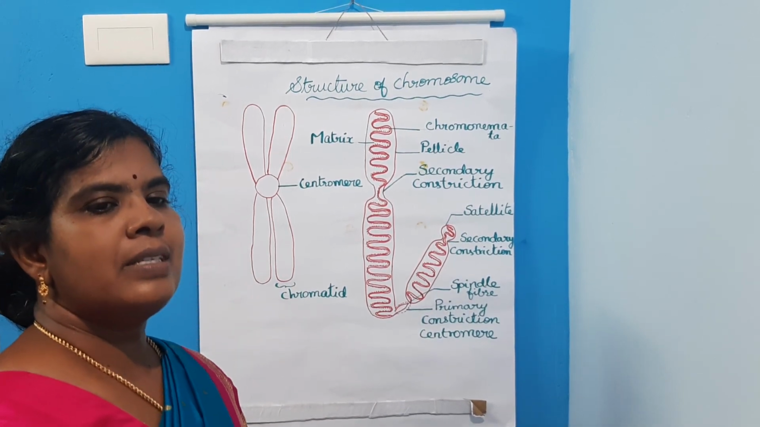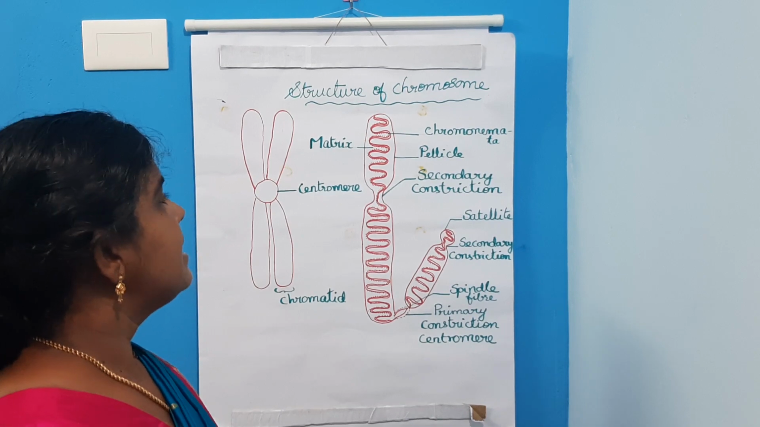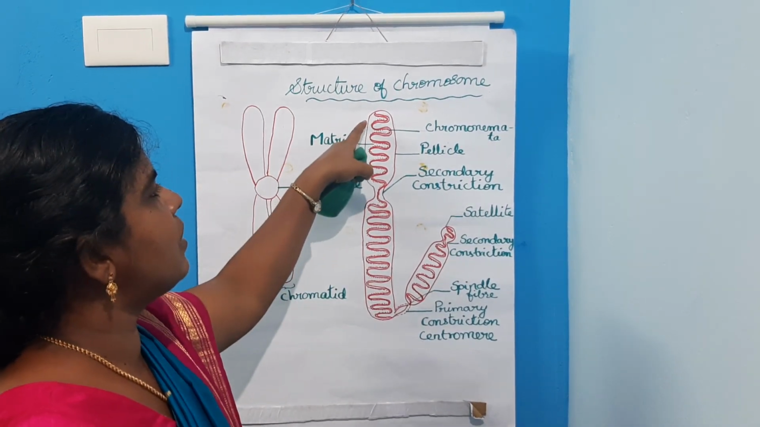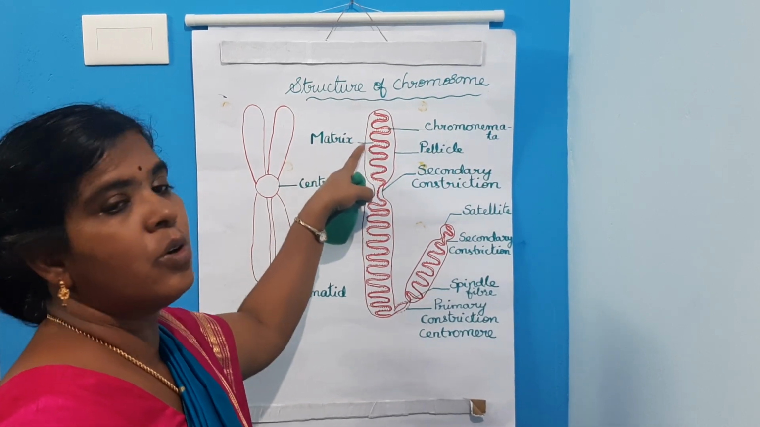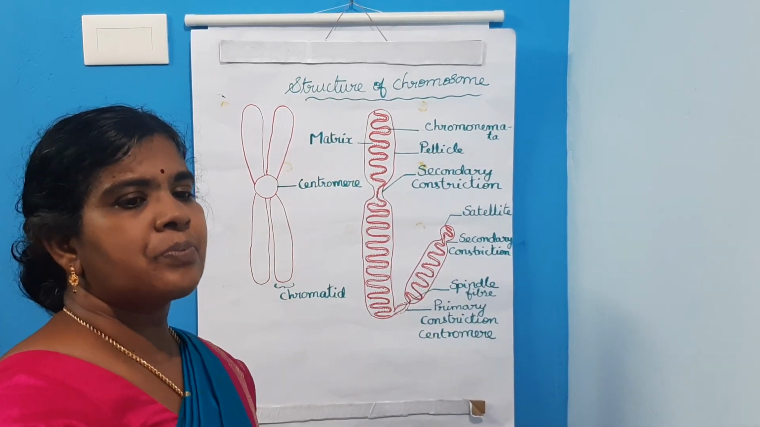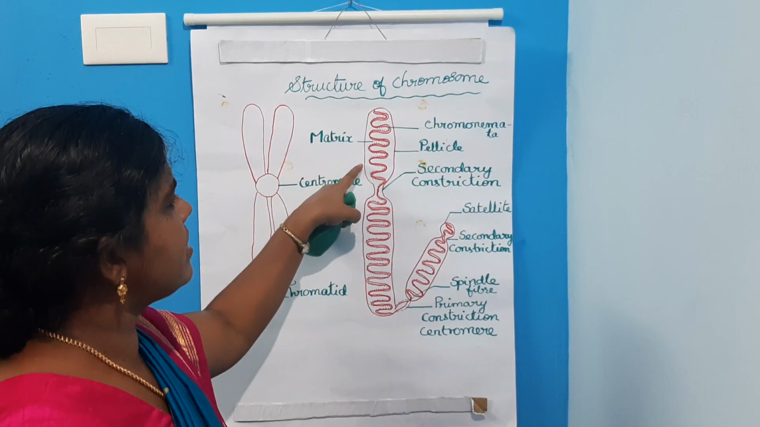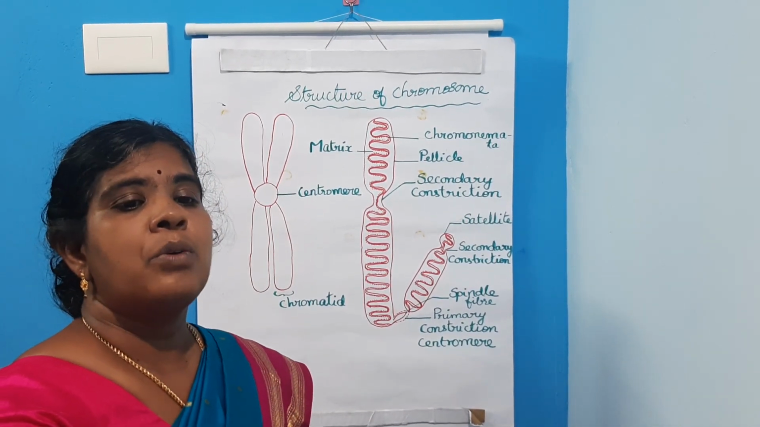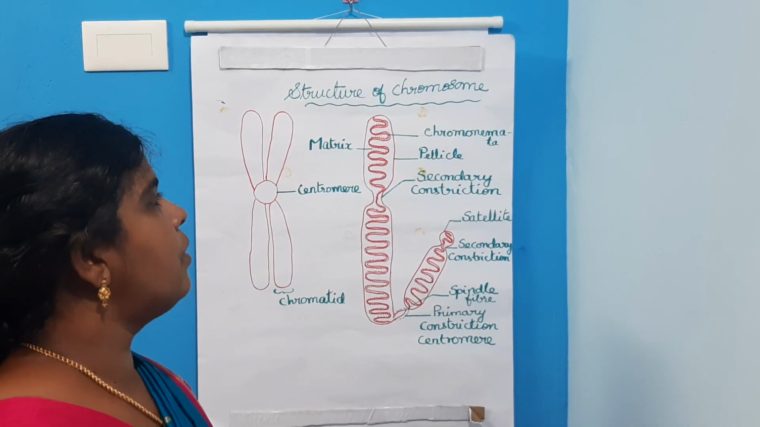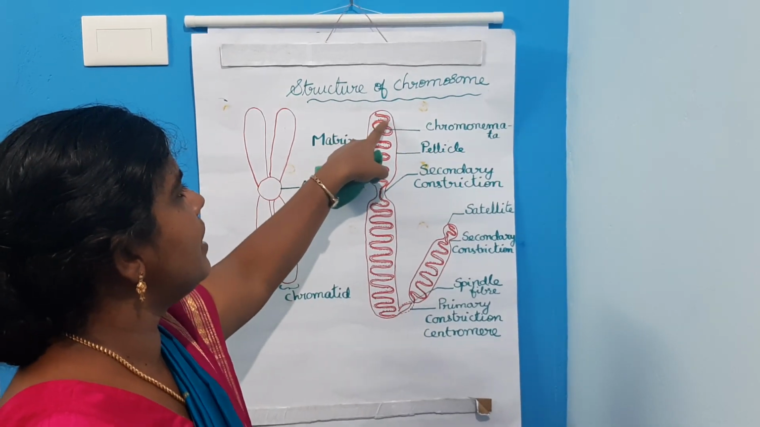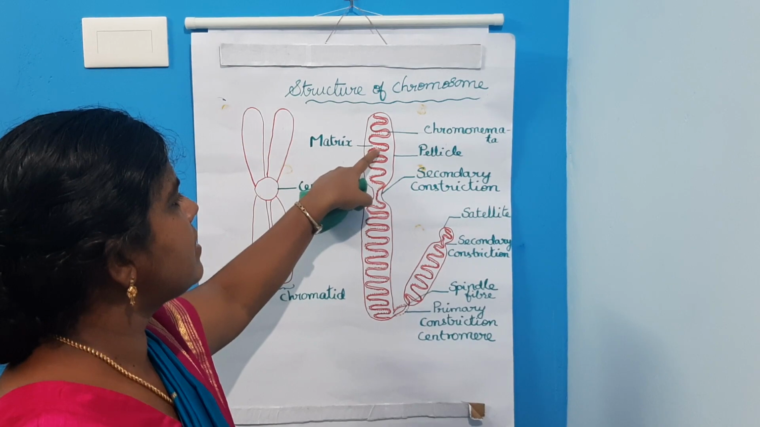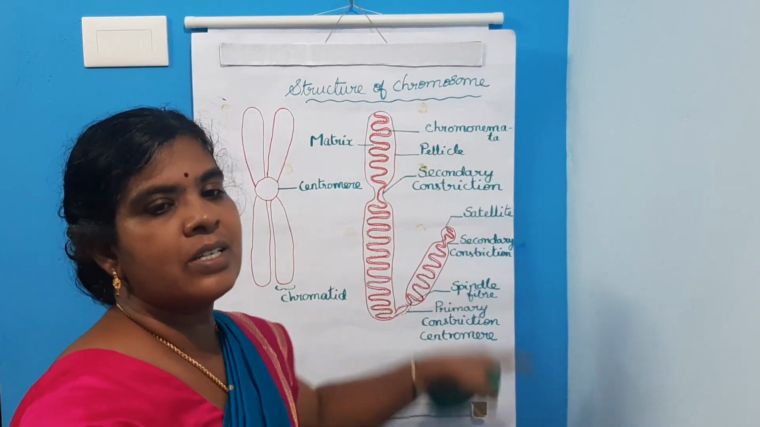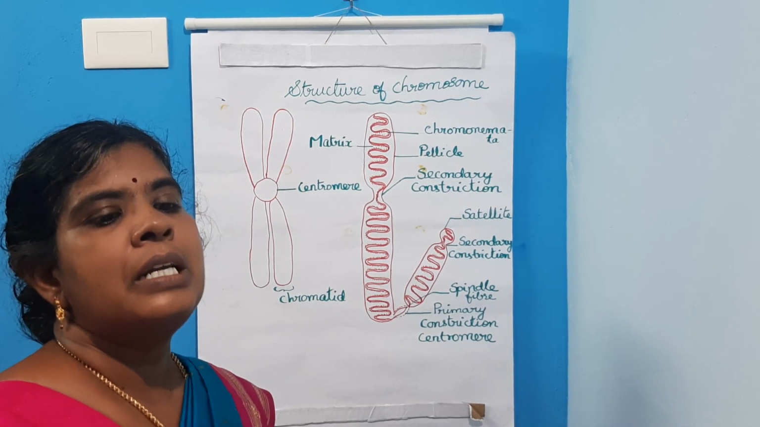Each chromatid is made up of a spirally coiled, thin structure that is called chromonema. The chromonema has a number of bead-like structures, and these bead-like structures are called chromonemata.